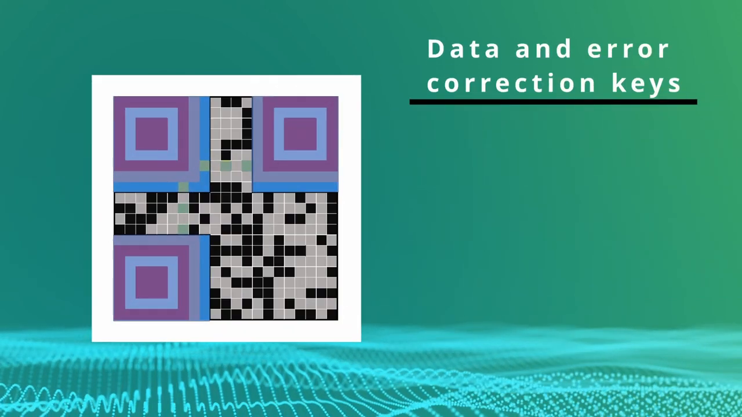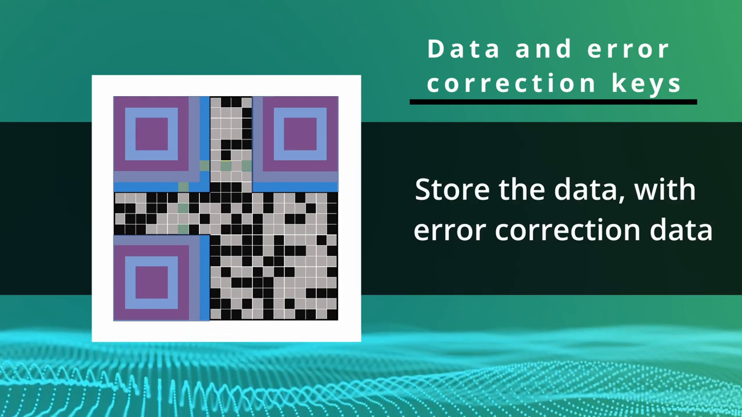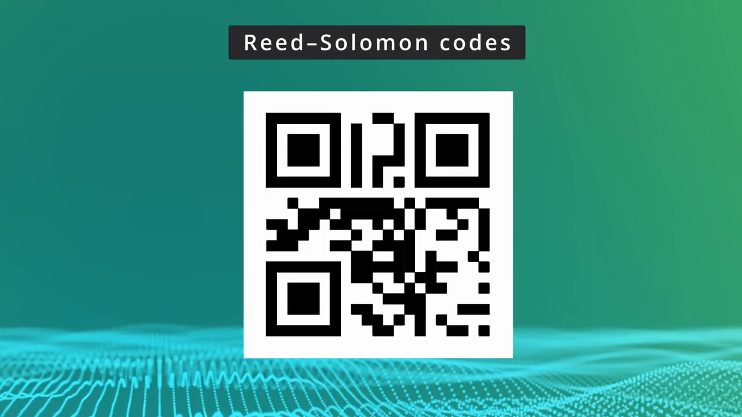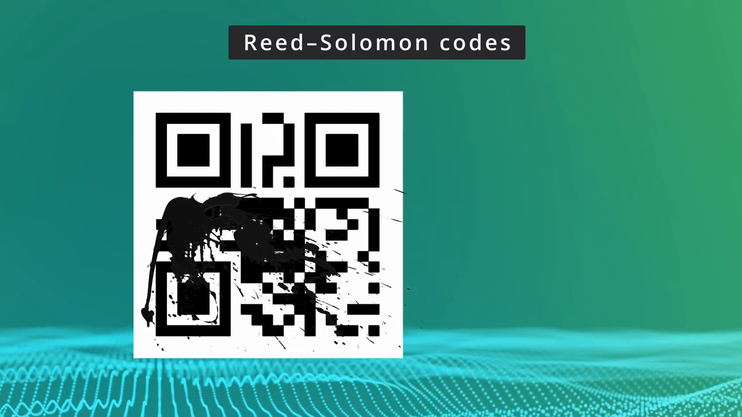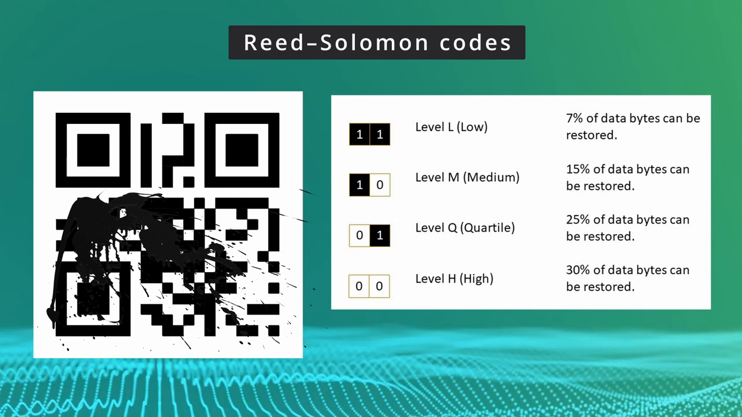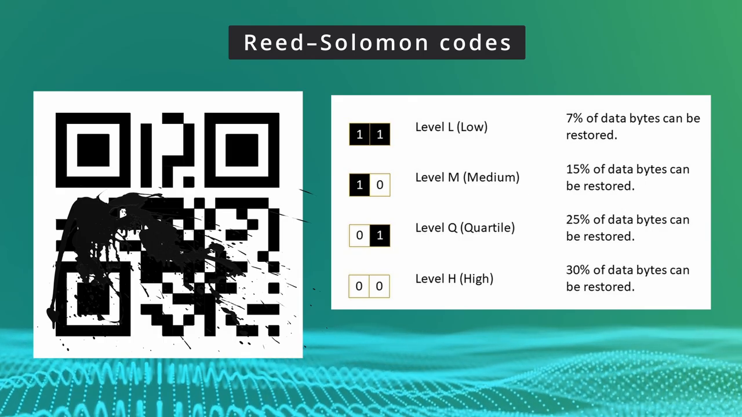Data and error correction keys. This remaining region stores the data we need. With error correction data, the correction is done by Reed-Solomon codes. It allows the QR code to still be scanned if damage happens. There are 4 levels: low, medium, quartile, and high. The higher the level, the higher the error correction capability, however, less storage space.